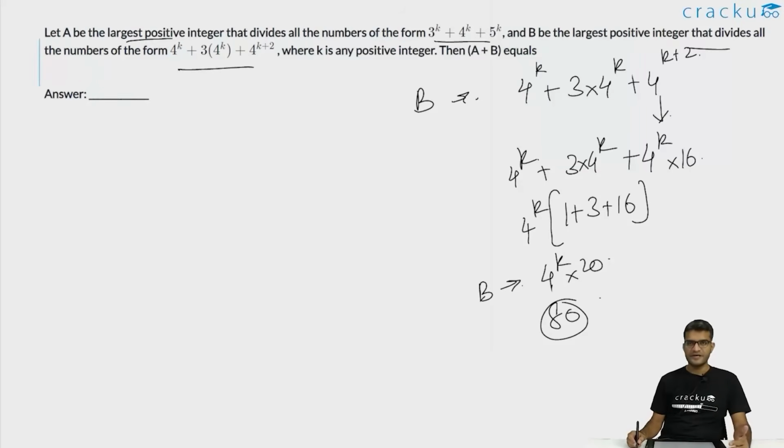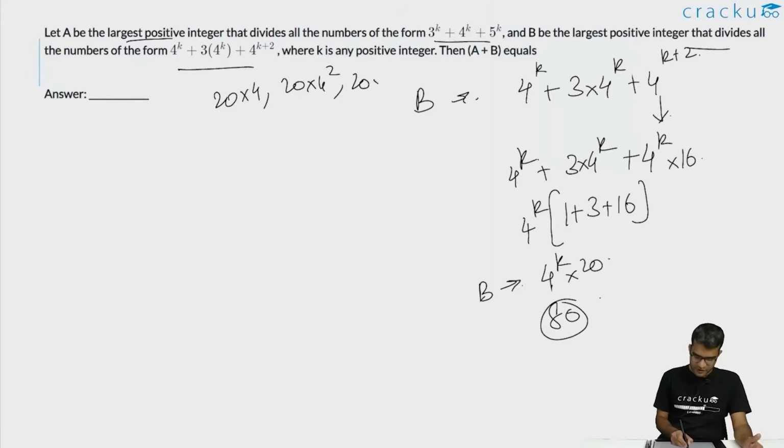Because if you are looking at B, that is the HCF of all the numbers which are of the form 20 into 4 to the power k. So that is 20 into 4, 20 into 4 square, 20 into 4 cube, and so on. So clearly the HCF is 20 into 4, which is 80, which will be the value of B.